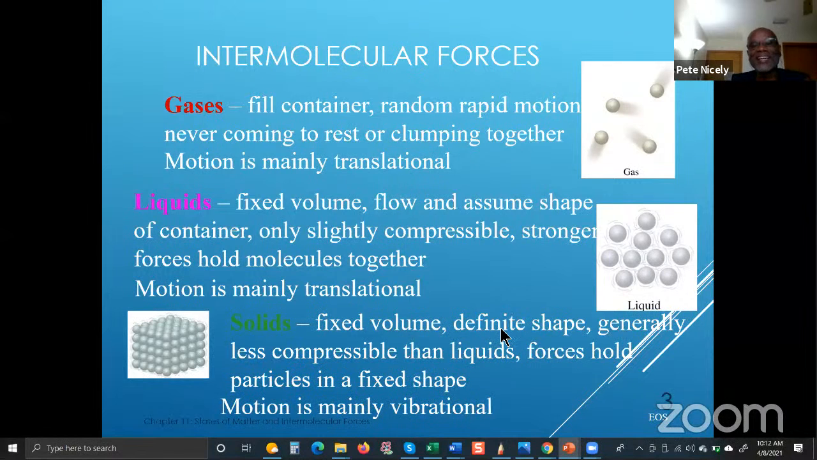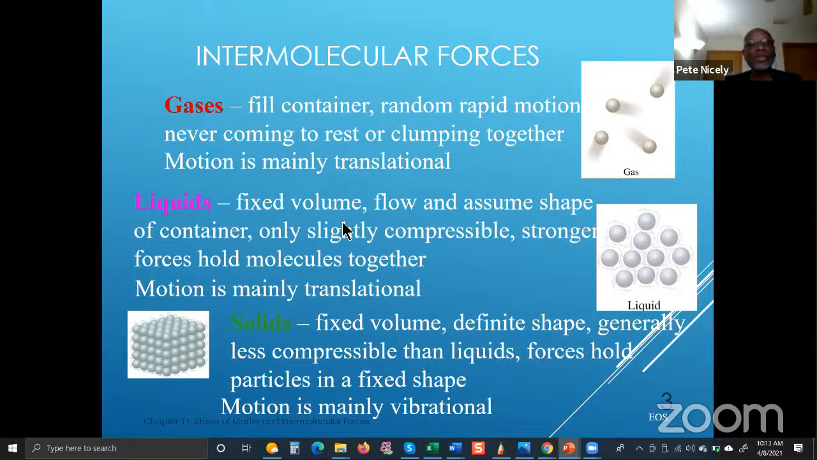And then in the solid state, it's a more rigid arrangement where the particles occupy fixed positions relative to each other, and the forces hold the particles in such a shape. So these particles are even less energetic compared to the liquid state. As a result, the properties imparted to substances in the solid state are a fixed volume, a definite shape, and they're less compressible than liquids. So that's just a summary of the different types of intermolecular forces that exist between the particles in the gaseous, liquid, and solid state.